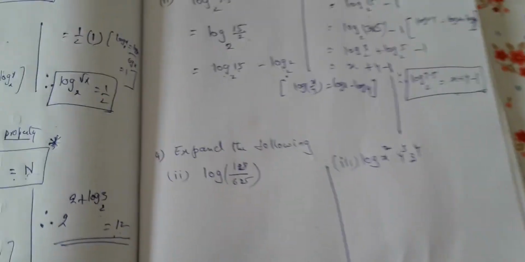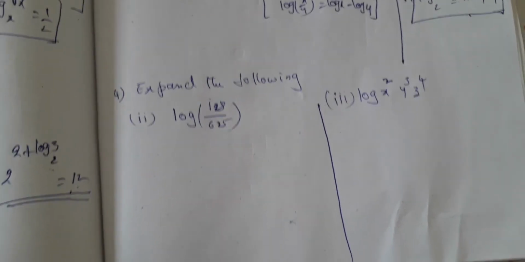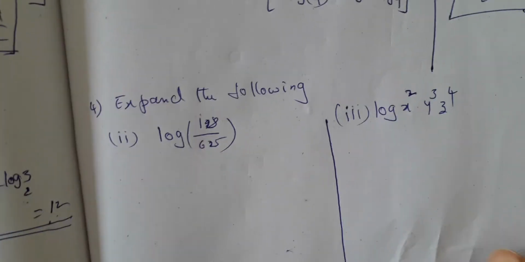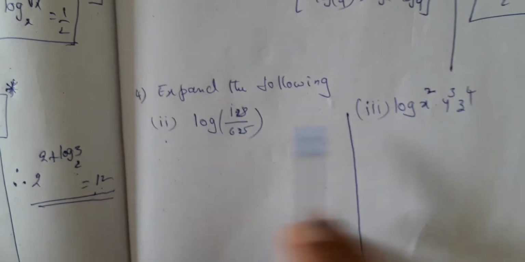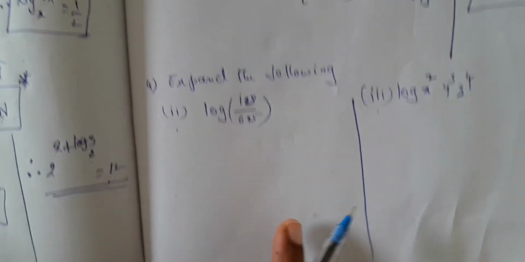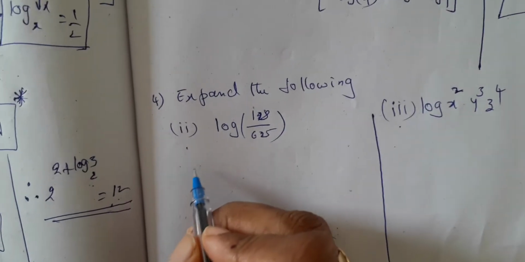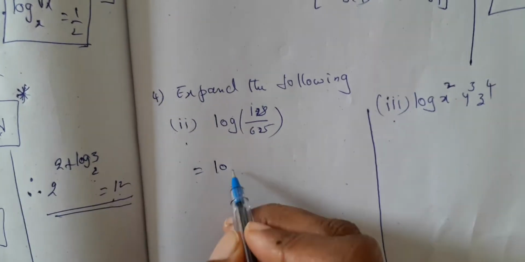Now let us proceed to the fourth problem. Expand the following. Two problems I am taking, the second bit and the third bit. Let us see the second bit. Expand means what is there? Nothing. So log x by y.